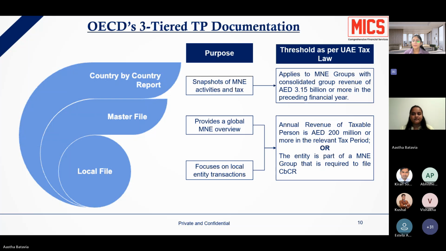Before getting into the details of when CBCR applies, I want to discuss the threshold limit. It basically applies to big multinational groups with consolidated turnover of 3.15 billion AED or more in the preceding financial year. So it does not apply to every multinational group, but to the big league players.